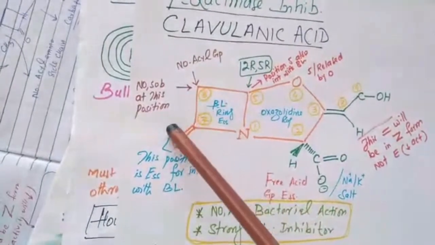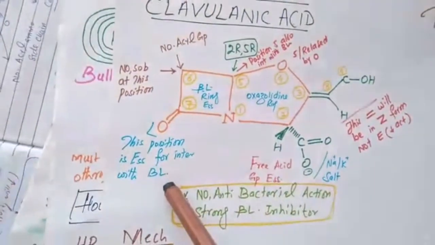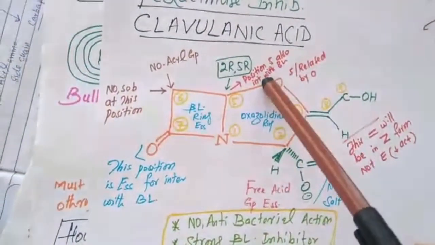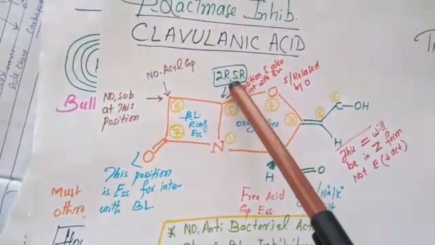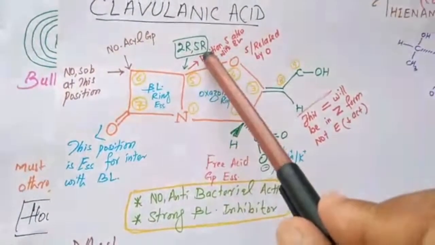This site is very important because this position is essential for interaction with beta-lactamase, and this position 5 is also essential for interaction with beta-lactamase. The geometrical configuration must be 2R and 5R.